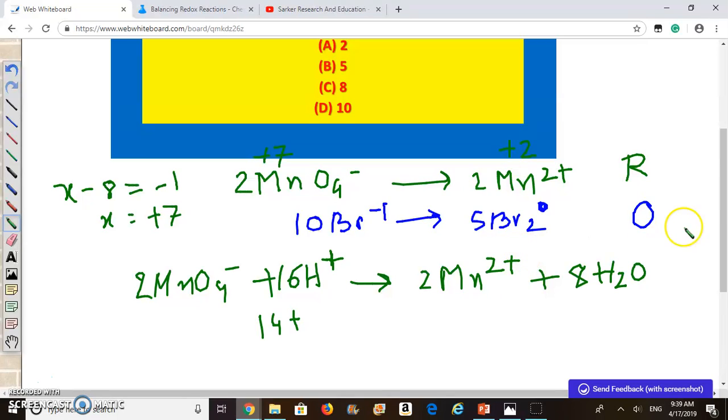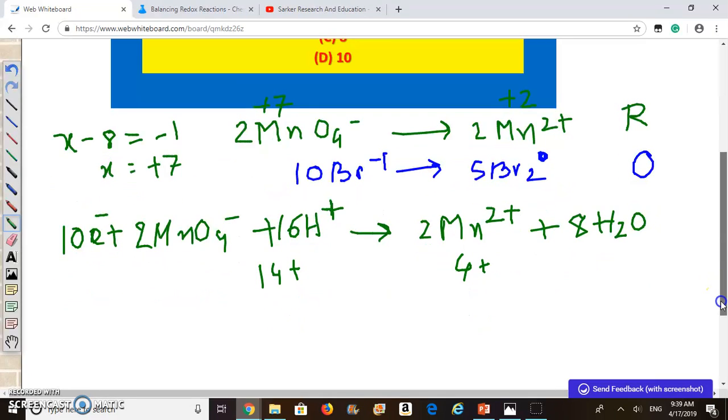How many charges do we have here? We have 4 plus, right? Because water is neutral. So there is a surplus of 14 minus 4, 10 positive charge here, right? So always the positive charges are balanced by adding electrons. On which side? On this side. So if I add 10 electrons here, that 10 electrons will balance this 10 surplus positive charges, and the reaction will be balanced in terms of charges or electrons. So that's it for this half reaction.